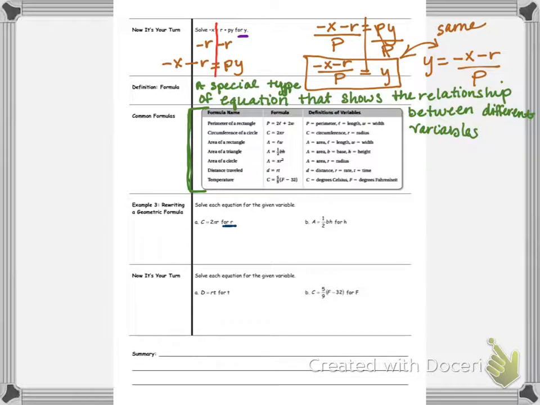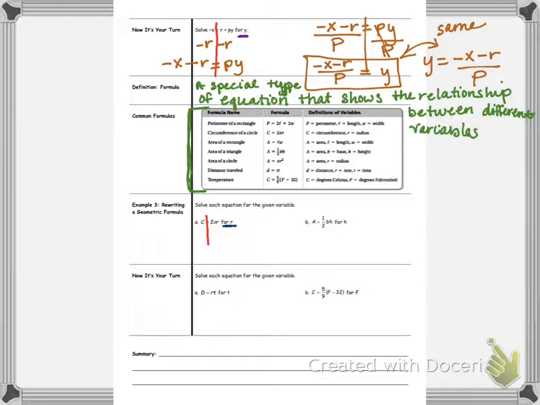Steps are all the same. All right, so circumference equals 2 times pi times r. Listen again. Circumference equals 2 times pi times r. So, if you notice, everything was multiplication there. So in order to get r by itself, I have to divide by everything.